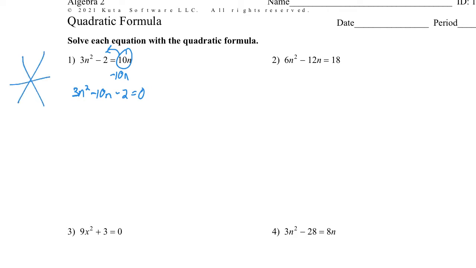draw the star, and we're going to do a times c, so 3 times negative 2 is negative 6 on the top, and then b, negative 10 on the bottom, 3 on the sides. So we're looking for two numbers that multiply to get negative 6 and add to get negative 10. But that's not going to happen, because the things that multiply to get negative 6 are 6 and 1, and 2 and 3. None of that's going to get you to negative 10. So we need a better way. That's not going to work.